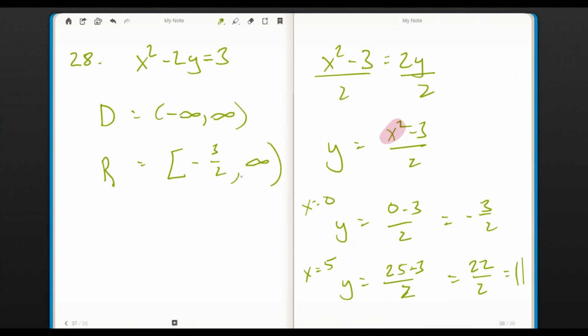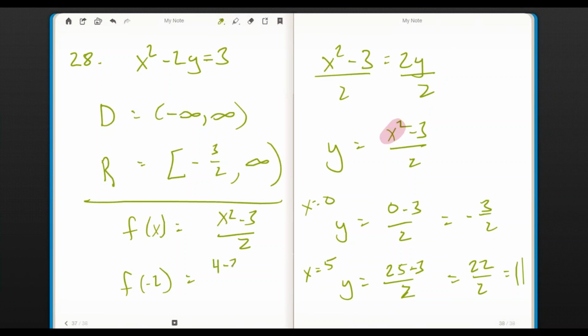Okay, and that is my domain and range. I've actually already found the function. I did that here to help me find the range value. And if you put in a negative 2 to this equation, you get 1/2. And so that's the final answer to these equations.